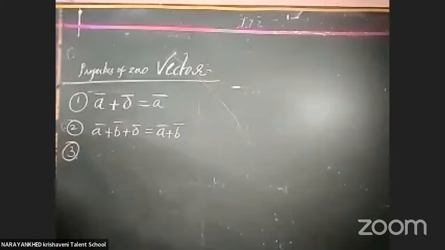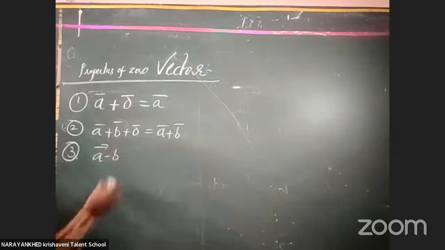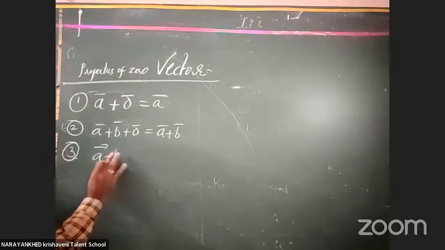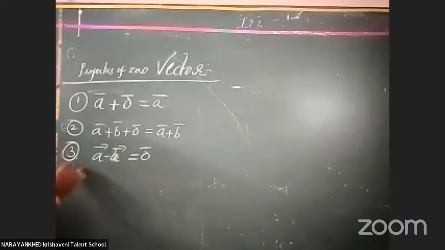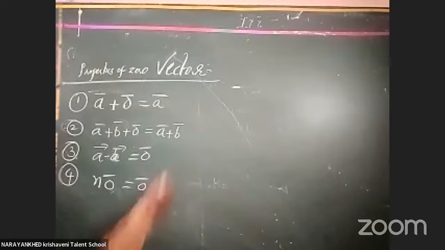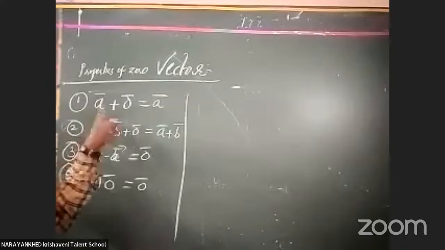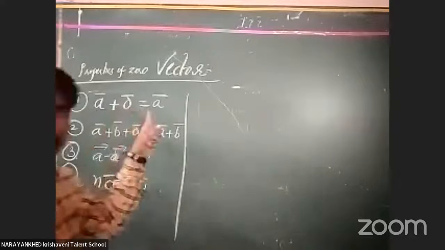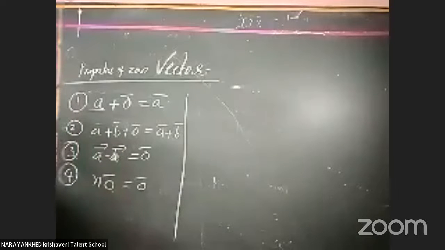The third one: a bar minus a bar is equal to 0 bar. Got it? And the fourth one: n into 0 bar is equal to 0 bar. Got it or not? These are called the null vector properties. When you add a vector with the null vector, the same vector is given again.